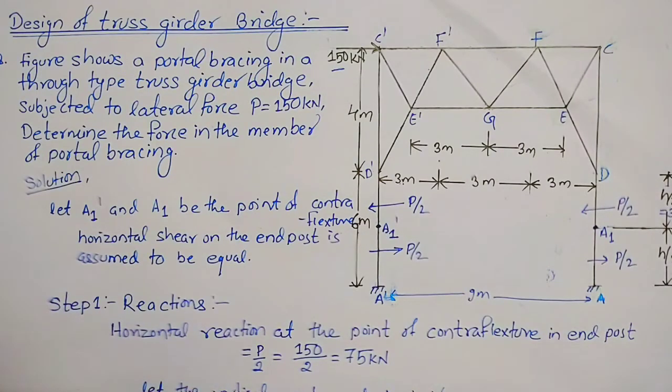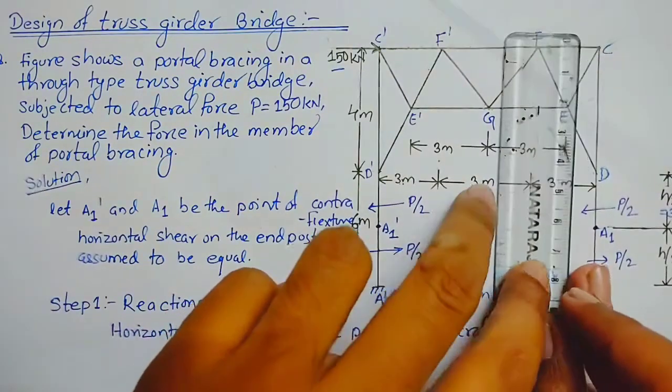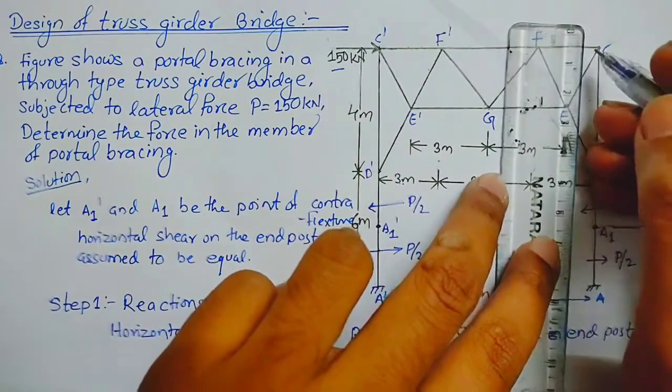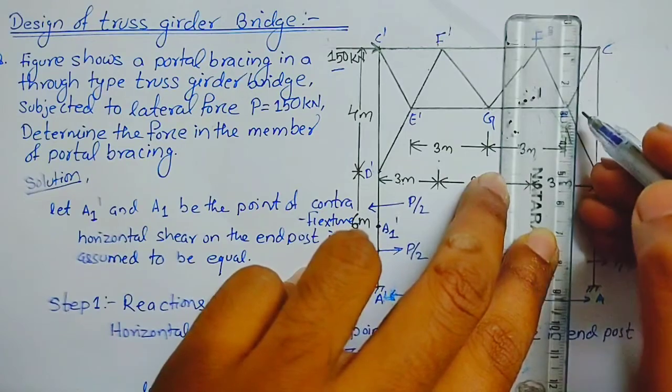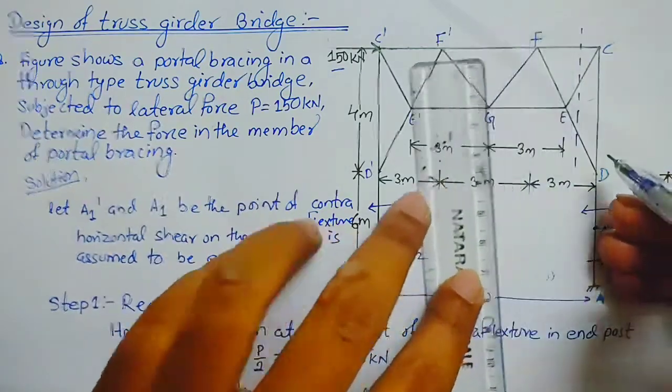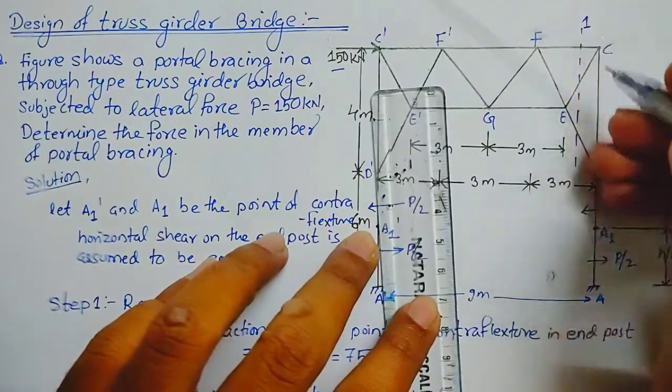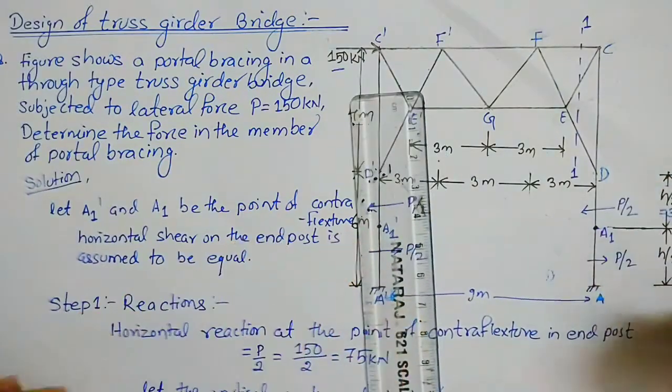While calculating the force in the member, we need to apply the concept of method of sections, which we have studied in structural analysis, and the method of sections is used to calculate the force in each member. So I am just splitting this section into two portions, and let the section be split by section 1-1.